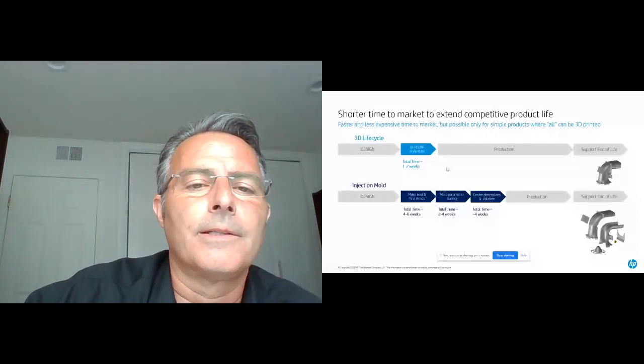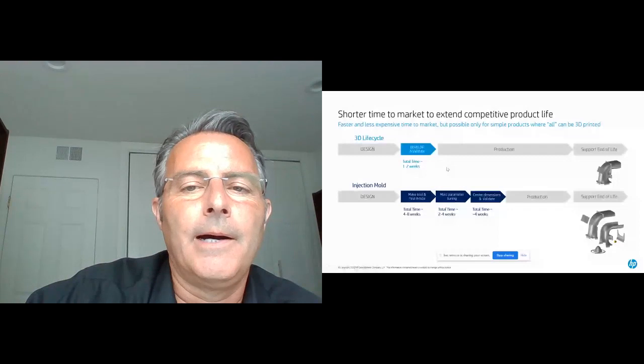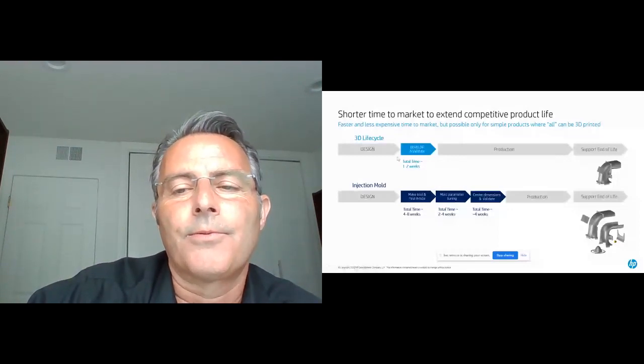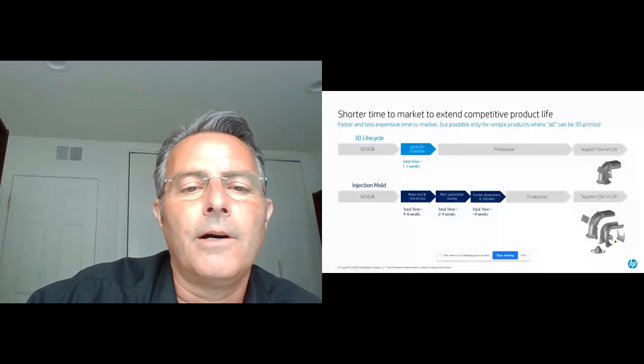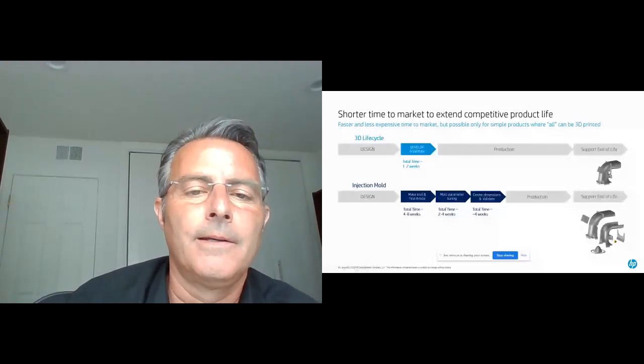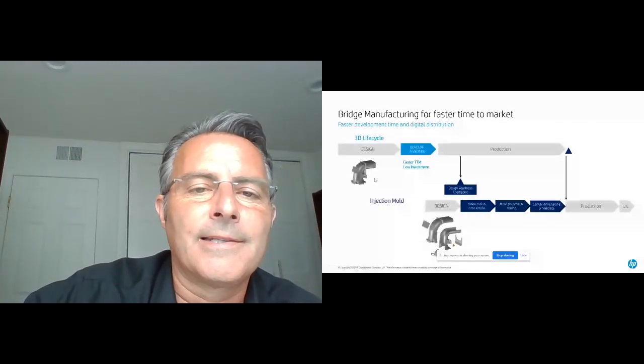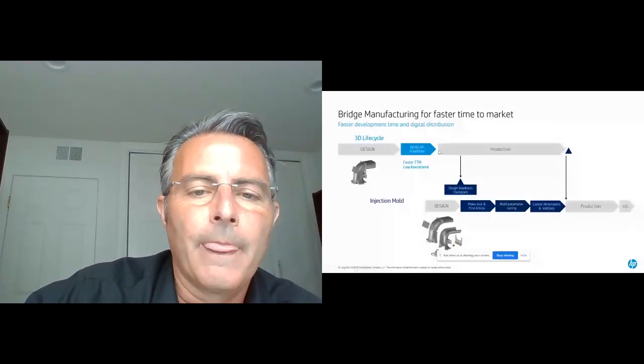One of the things you can do, instead of always manufacturing this part with a 3D print process, is something that's called a bridge manufacturing strategy. Now, a bridge manufacturing strategy is, you start with the 3D design to get to market faster. When you're ready, you launch that injection mold.